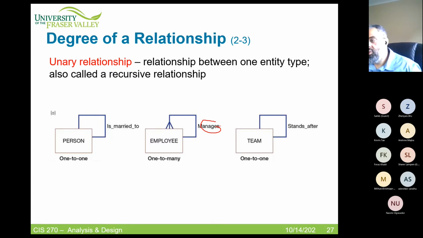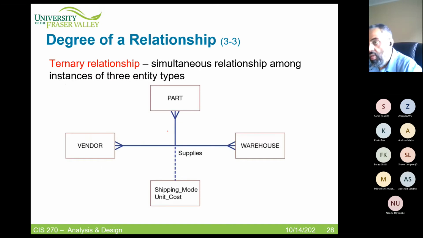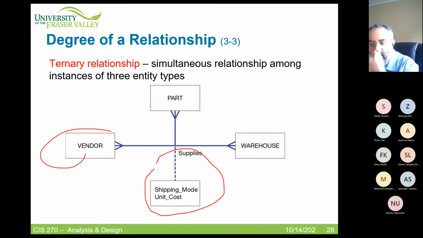This unary relationship is with the same entity type, as we mentioned here. The last one is the ternary relationship. A ternary relationship is a relationship between more than two entity types; here, it is between three. I will talk about it now, and later I'll talk more about this, but let's first talk about this.